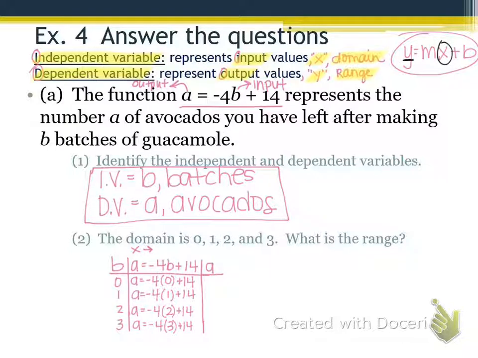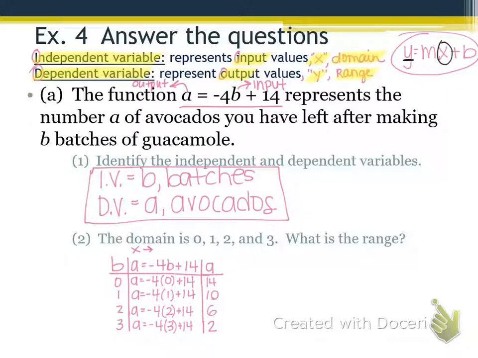What's negative 4 times 0? 0. Plus 14. 14. What's negative 4 times 1? Negative 4 plus 14? 10. Negative 4 times 2? Plus 14. And negative 4 times 3? Negative 12 plus 14 is 2.